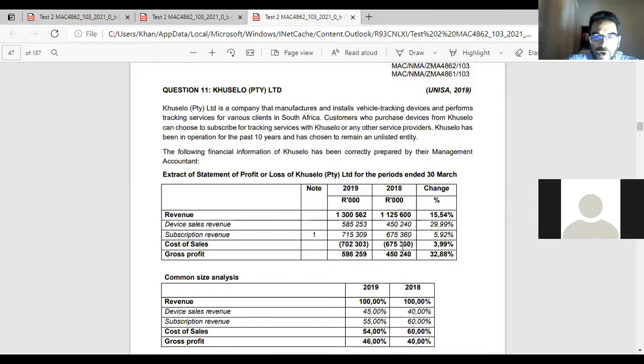Then we have cost of sales, and then we have a gross profit. So as you can see, revenue improved by 15.54%. And the biggest improvement was as a result of the device sales. Cost of sales also increased. So obviously you incurred more costs, but the positive part is that your cost increase is far less than the revenue increase. That's the positive. If revenue increases, you don't want cost to increase by the same amount, because in effect, the increase in the revenue will be offset. Here, it is not completely offset. So that is a positive. And then we have gross profit, which is 32%. Okay, so a significant increase. What causes the increase? We have no idea.